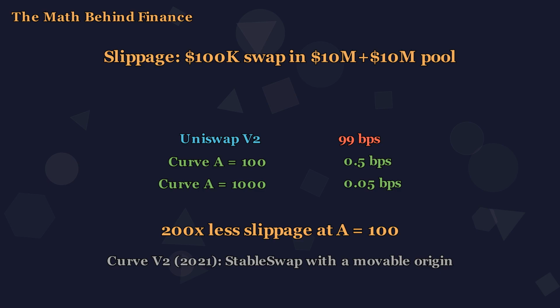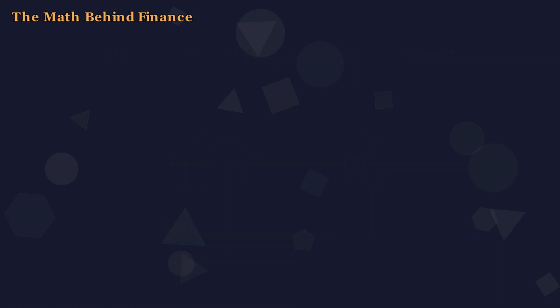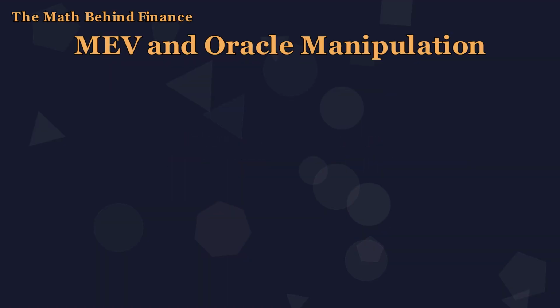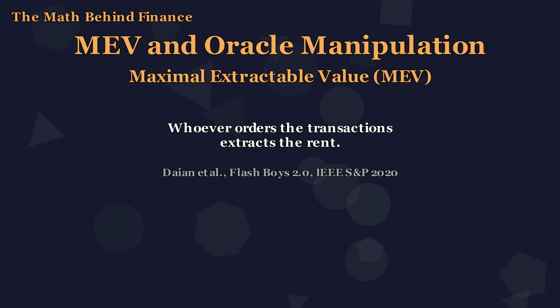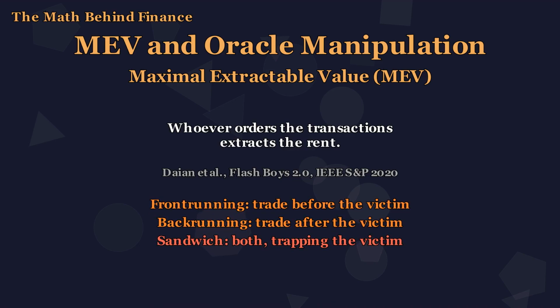Next, what happens when someone exploits the very bonding curves we have been studying? So far, we have studied protocols as if transactions happen in a fair queue, but in a permissionless blockchain, whoever orders the transactions extracts a rent. This is called maximal extractable value, or MEV. In 2020, Daian and co-authors documented how bots compete to reorder, insert, and censor transactions for profit. Three main strategies: front-running, back-running, and the combination, the sandwich attack.